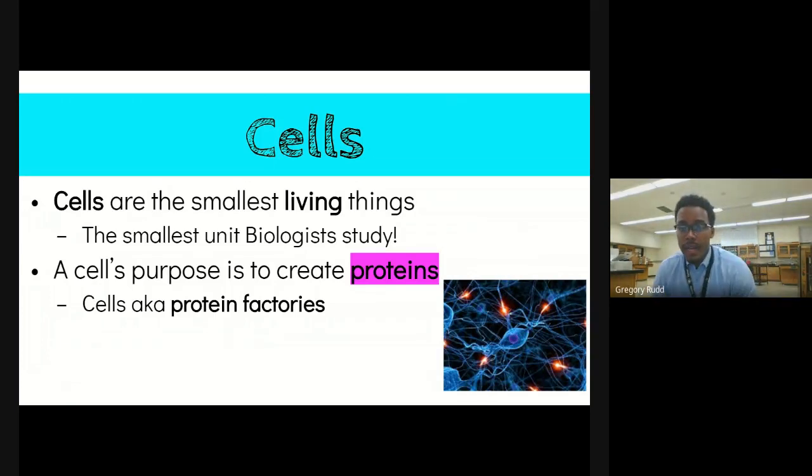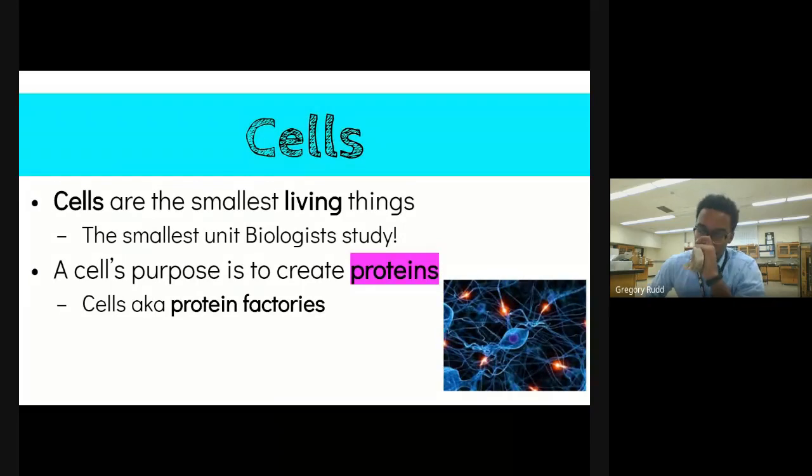So in biology, cells are the smallest things that we study. They are the smallest living unit of life. In chemistry, we can actually study something even smaller than that. We can study atoms. And even smaller than that, we can study protons and electrons. But in biology, we focus on the cell because the cell is the smallest living thing. And a cell's purpose is to create proteins. So sometimes you may hear us refer to cells as protein factories.